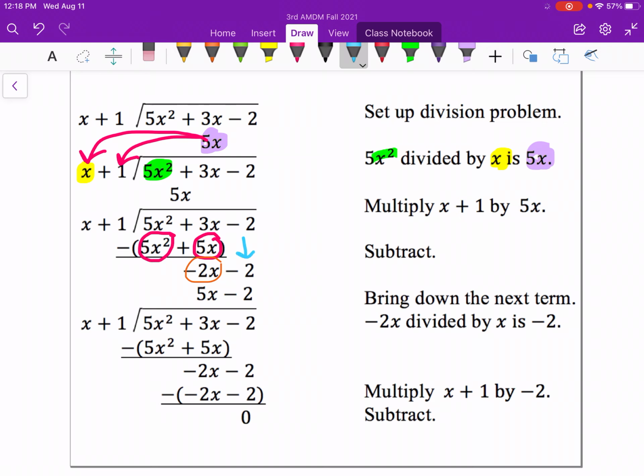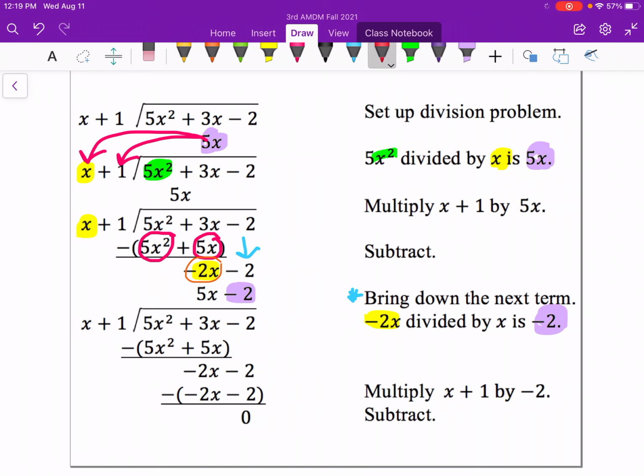And then you bring down the next term, which is negative 2. And then you keep going. So you have negative 2x divided by x. You take this negative 2x and you divide by x. And when you divide those by each other, you get negative 2. So negative 2x divided by x is negative 2, so you put it right next to the 5x.